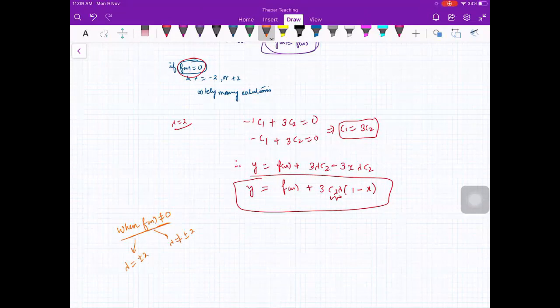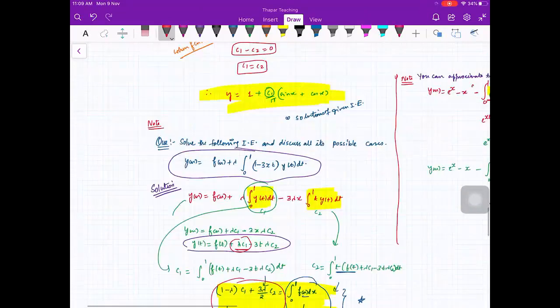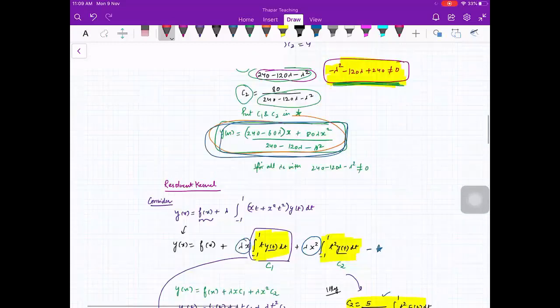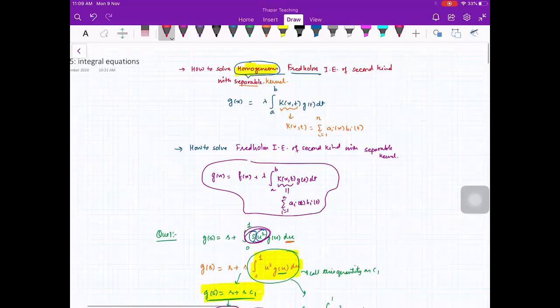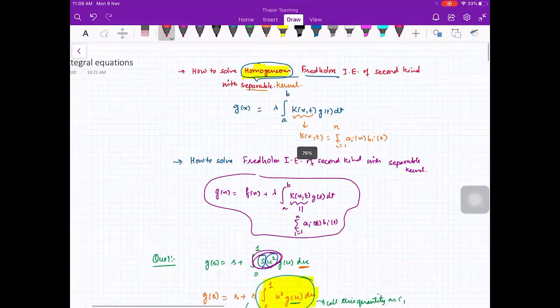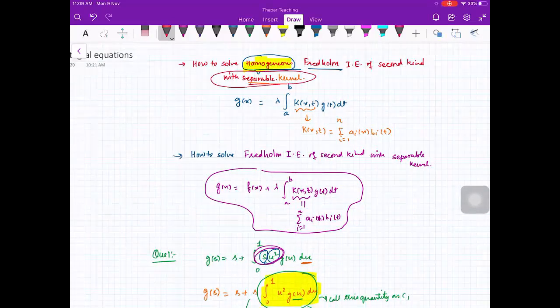So you see, the summary is that till now we have just solved the Fredholm equations, and that too when the kernel is separable. Clear beta? So tomorrow we'll be doing something with which we can solve the Volterra equation also. Is that okay? Yes, ma'am.